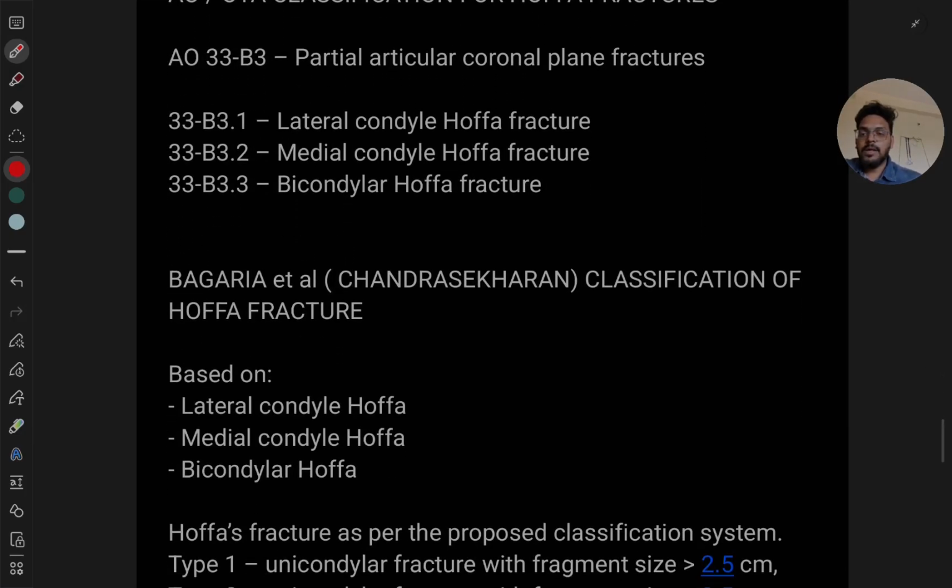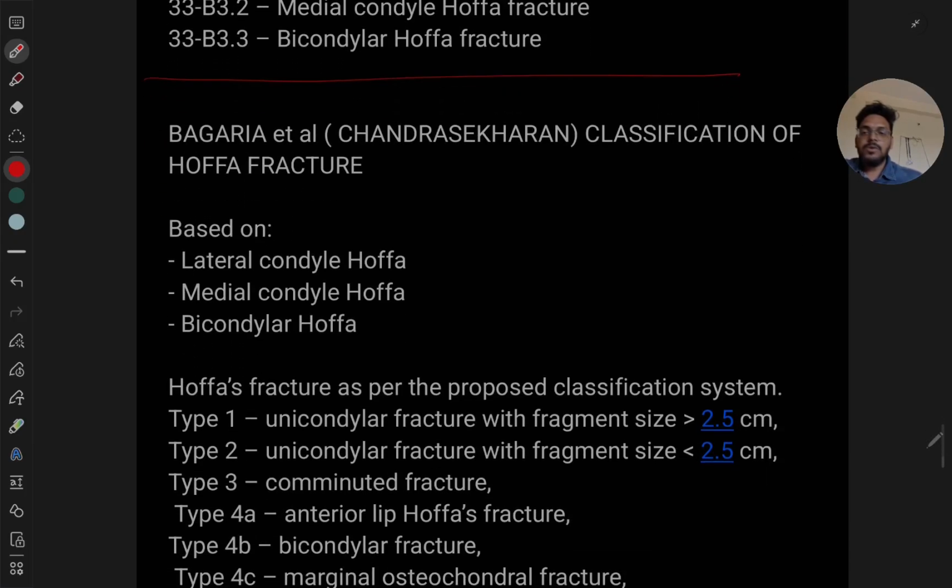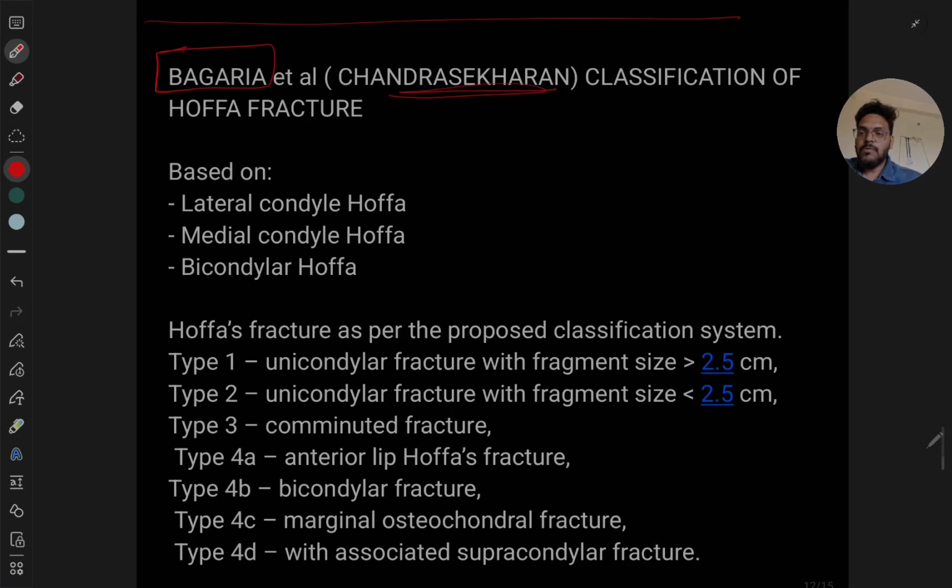This is the same one given in the matter. Okay. Now coming to Bagaria et al. or Chandrasekharan classification for Hoffa fracture. It is based on the lateral, medial and bicondylar fractures.